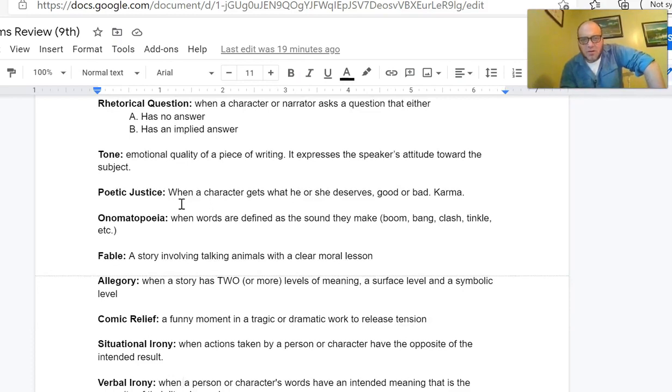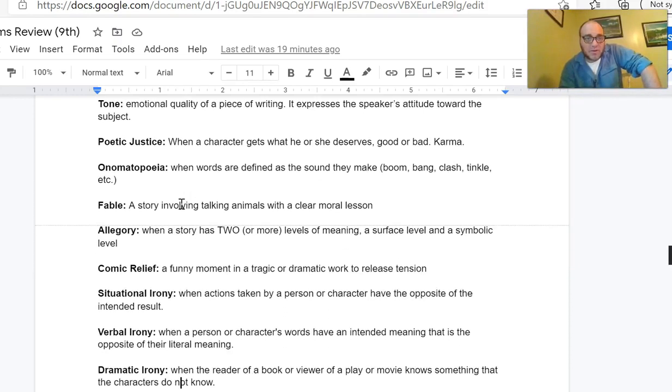Tone is the emotional quality of a piece of writing. It expresses the speaker's attitude toward the subject. Different characters have different tones towards the subjects they're talking about. I don't think I ask any questions about tone on this assessment, but the tone of heroic epics is generally what we call a high heroic tone.